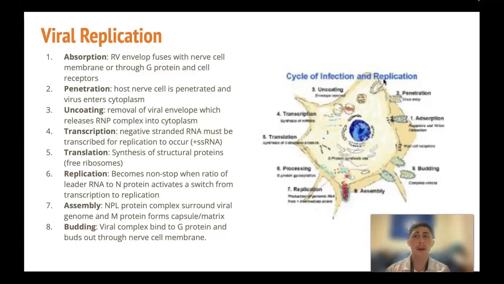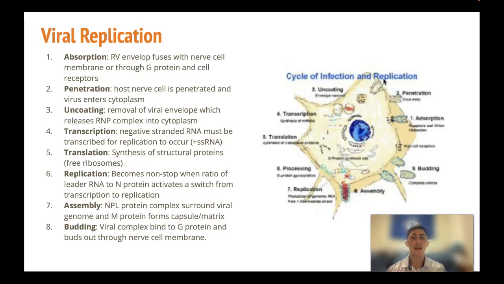So how does the virus replicate and attack your central nervous system? Well, it first must enter through that infection site, usually through the bite of an animal. That rabies virus envelope fuses with that nerve cell. That's one way it's absorbed, or those glycoprotein spikes can bind to those cell receptors on the outside. It then penetrates the cell and enters the cytoplasm, where it uncoats that viral envelope, and that RNP core enters the cytoplasm and begins transcription.